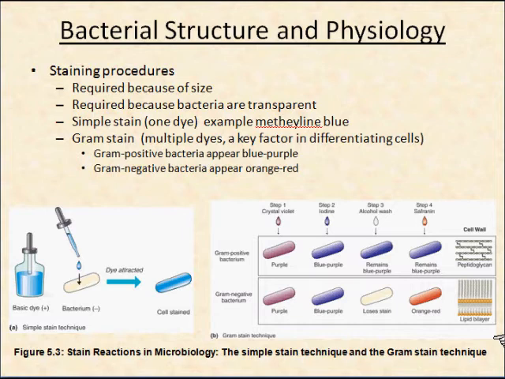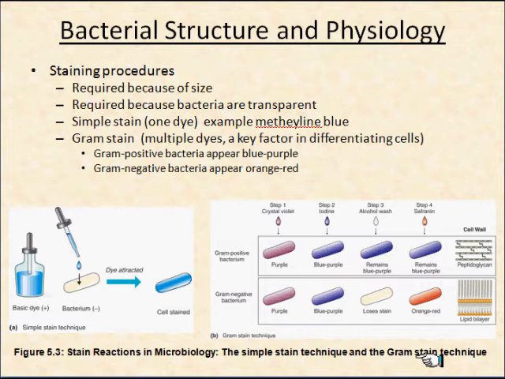There's simple stain, where you just use one dye, and an example of that is methylene blue. And you can just put that on there, and it gets absorbed into the cell walls, and you can look at those under the microscope. That doesn't really differentiate for you. What it will tell you is whether you have a cocci, or a spirillum, or a bacillus, but it doesn't tell you much else about the characteristics.